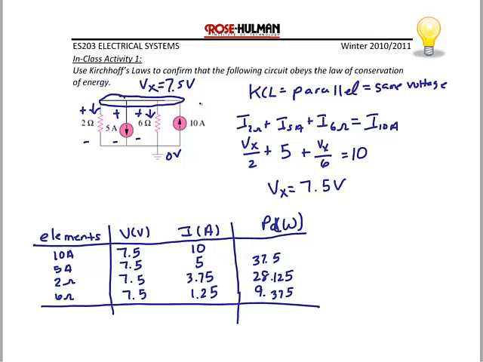Now for the 10 amp current source, I have 7.5 volts, a higher potential than 0, so it's positive on top, negative on the bottom. The current goes into the negative and out of the positive, so that's negative 75 watts. Since the sum of the powers is 0, we have used KCL to show that this circuit does obey the law of conservation of energy.